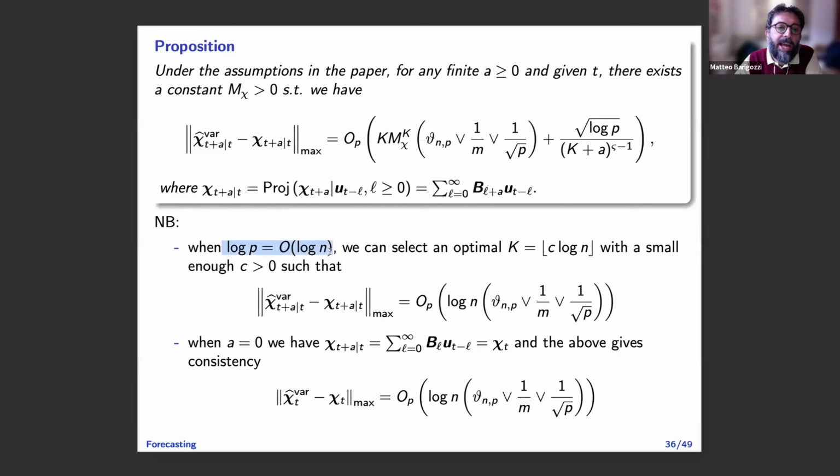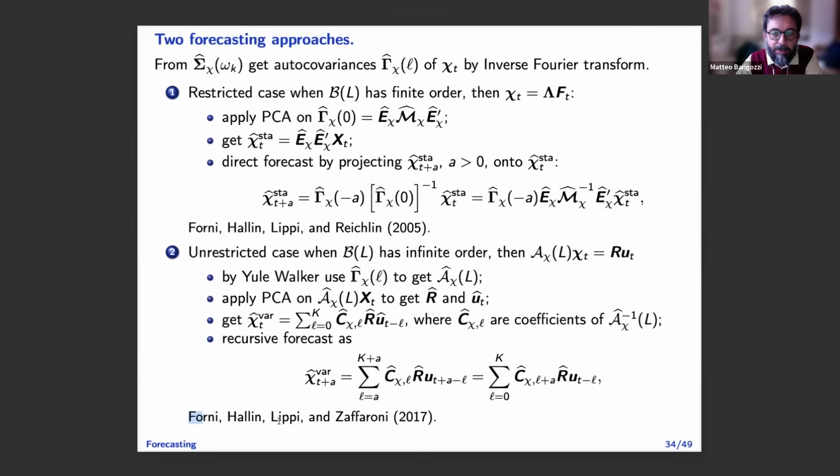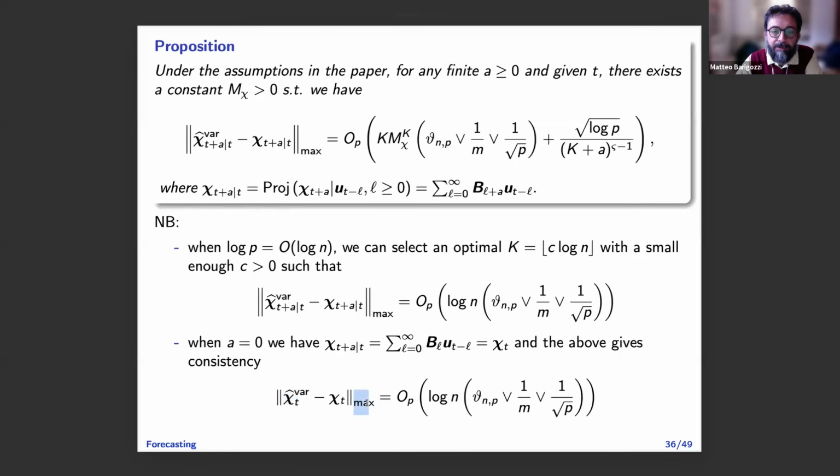And then what we show is that if log P and log N are of the same order, then you can still get consistency. You can find an optimal truncation lag such that you get an error that goes to 0. The in-sample error rate is this one, which is the same that they had in this paper. So they had rates here for in-sample estimation. However, their rates were in L2 norm. This is a max norm, and that's why you get this log around here. But basically this is the same result that they had.